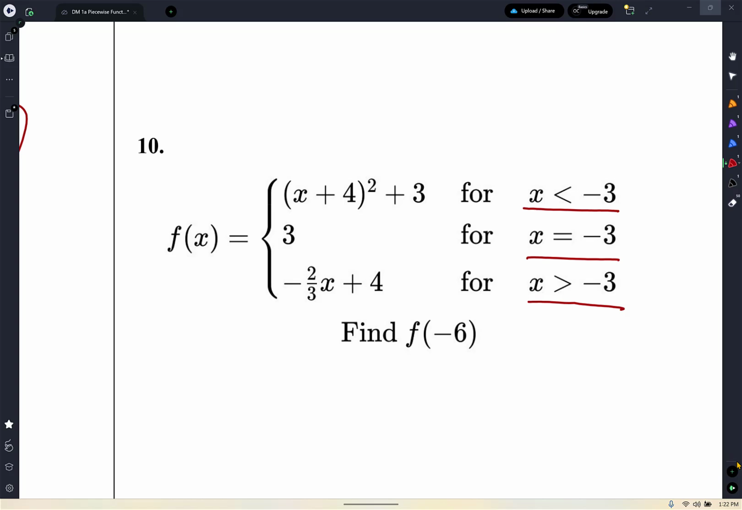The top one says x less than negative 3. Negative 6 fits in that domain. All my x values smaller than negative 3: negative 4, negative 5, negative 6, negative 10.5, negative 11.3. All of those. Cool? I go to the top one.